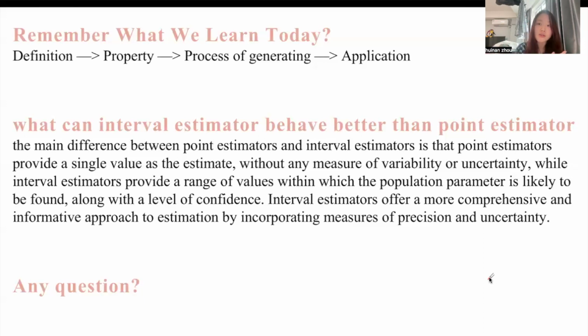So as we have learned 2 kinds of estimation, the point estimation and the interval estimation, why can interval estimation behave better than point estimation? Interval estimators can offer a more comprehensive and informative approach to estimation by incorporating measures of precision and uncertainty. So this property makes the interval estimator behave better.